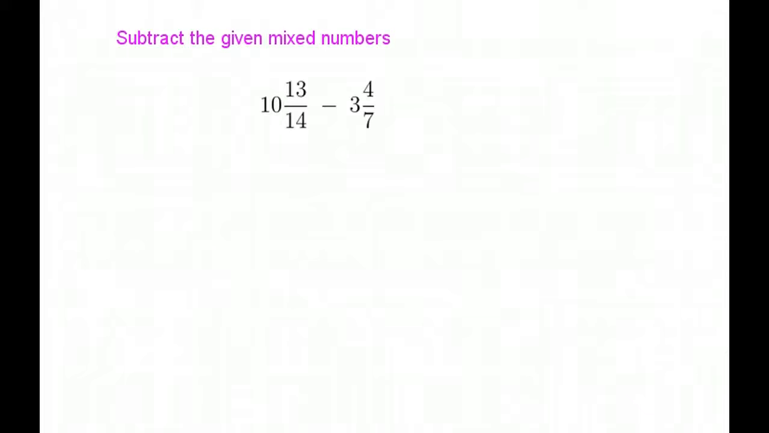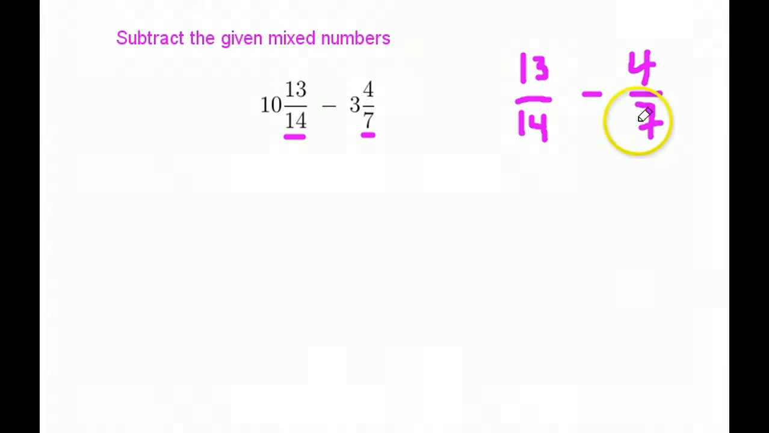To subtract these mixed numbers, when we look at the fractional parts, we see that they have unlike denominators. 13 over 14 minus 4 over 7. They are unlike fractions.